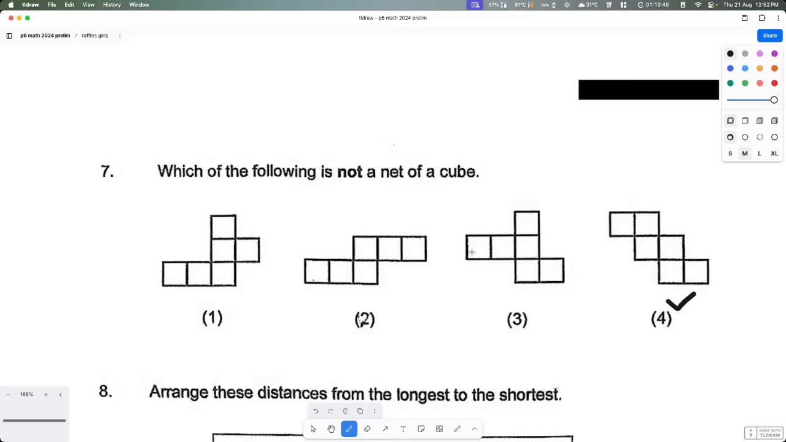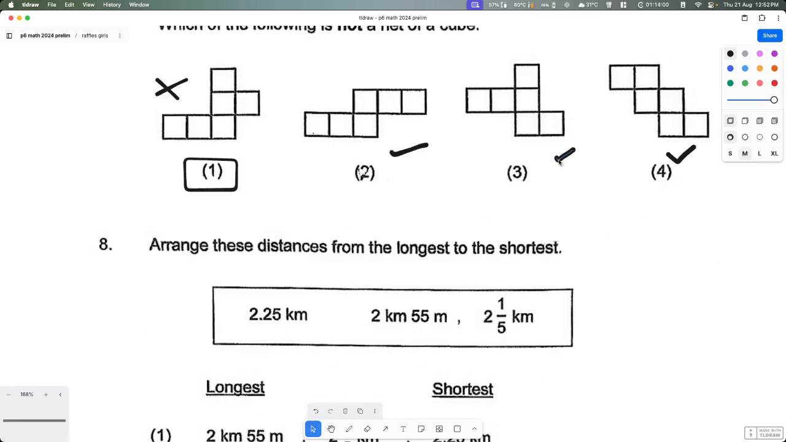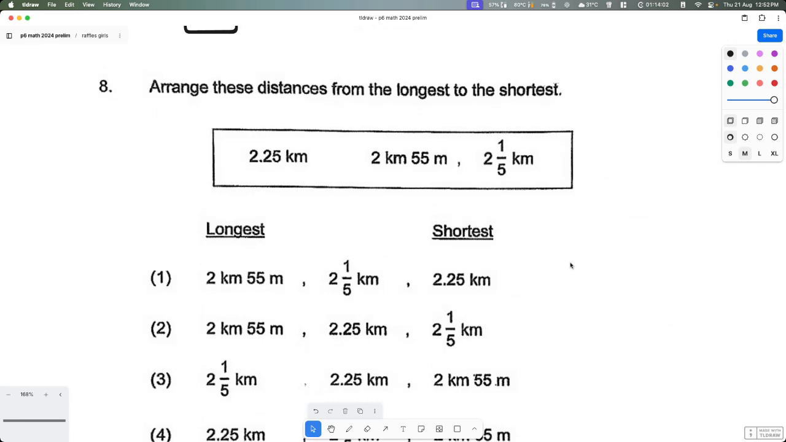3 over here, 1, 2. This one, yes, is correct. Then this one, yes, correct. This one is not it. So the answer is option number 1 over here. So this sadly about net cubes is you have to remember the shapes because it's easier that way. Okay, let's move on to question number 8.